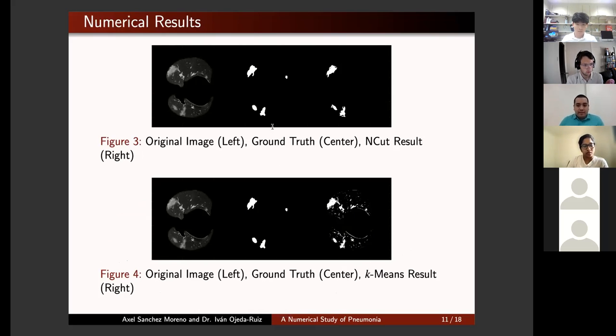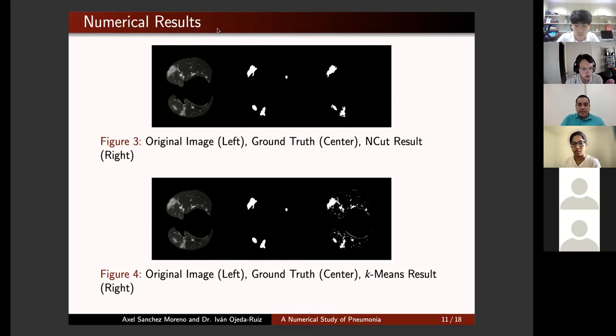Now, here we have some results on our performance on each of these methods. Just to clarify, here are our original results. Here is the ground truth, which for us is technically the work that was performed by a radiologist, what should be at least expected. And here we have the results of our methods in the respective order that we presented them in. So here we have NCUT and here we have K-means.